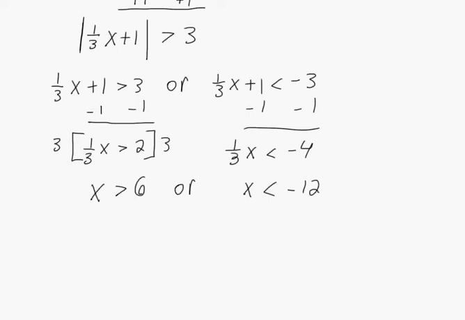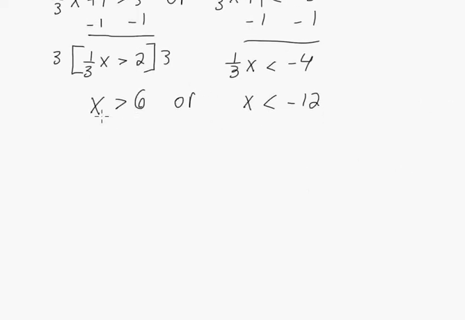Okay, so I need to give all the representations of this. Verbally, it would just be x is greater than 6 or x is less than negative 12. With the set builder notation that we like to use, you'll just need to write it like this: x is less than negative 12, or x is greater than 6.